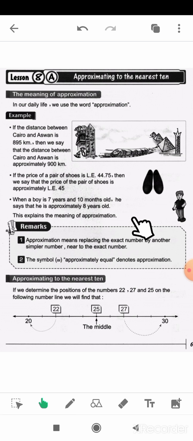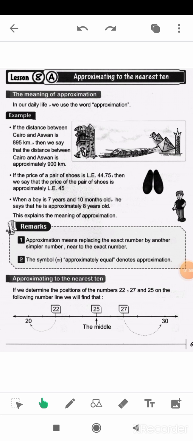So if I have a number and I want to find the number approximate or nearest to it, like here, approximate to the nearest 10. If we determine the position of the numbers 22, 27 and 25 on the following number line, we will find that 22 is nearest to 20, 25 is in the middle, and 27 is nearest to 30.